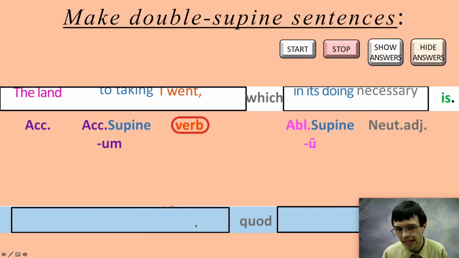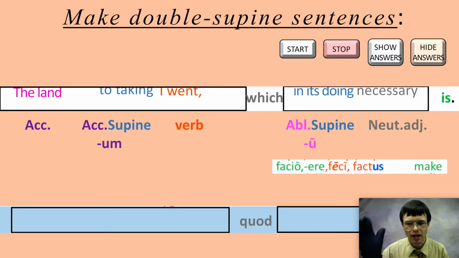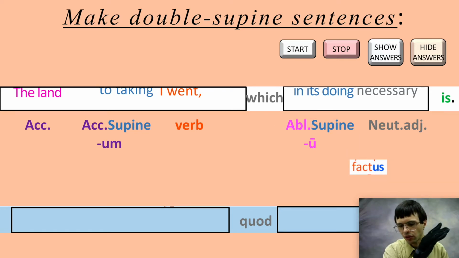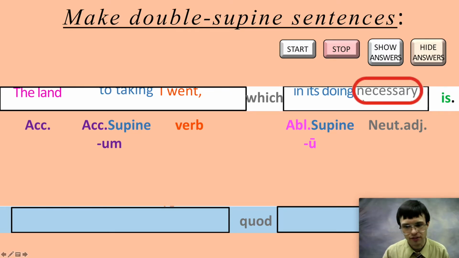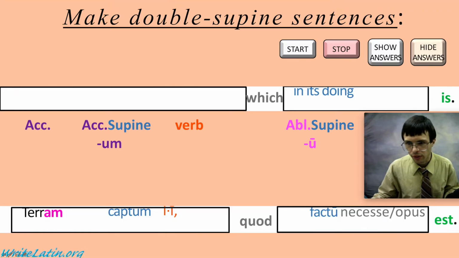So ii, which quod I gave you, in its doing. So here for this one, you want to make an ablative supine ending in u. So what would that be? Well, its principal parts go ago, agere, egi, actus. So actu, necessary is, and you could say opus est or necesse est, either one. So let's see, did we get that right? Yeah, we got it right.